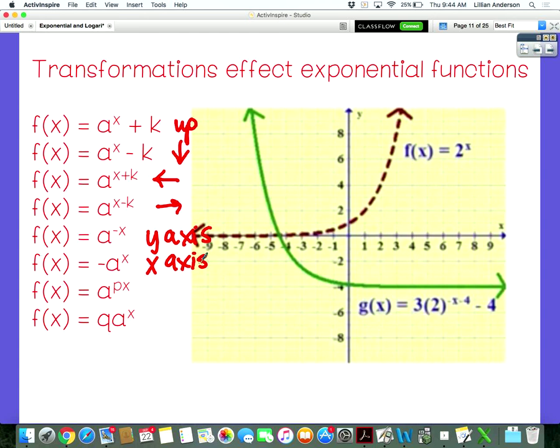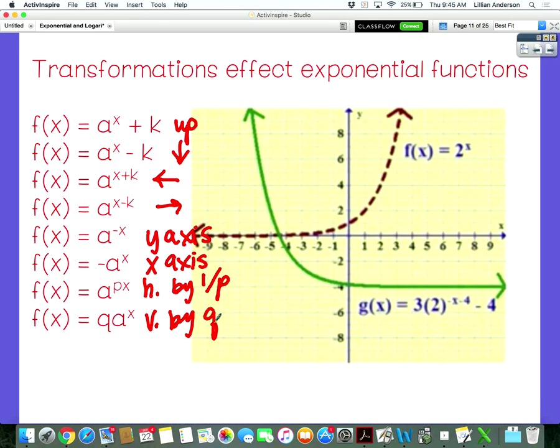The second to last one, what does that P mean? Horizontal shrink by a factor of 1 over P. Remember, that's always the opposite. But the bottom one is a what? The number is true to itself. So yes, the transformations still apply.